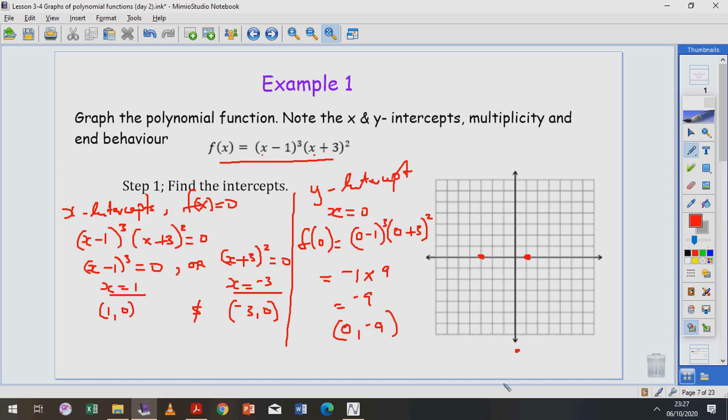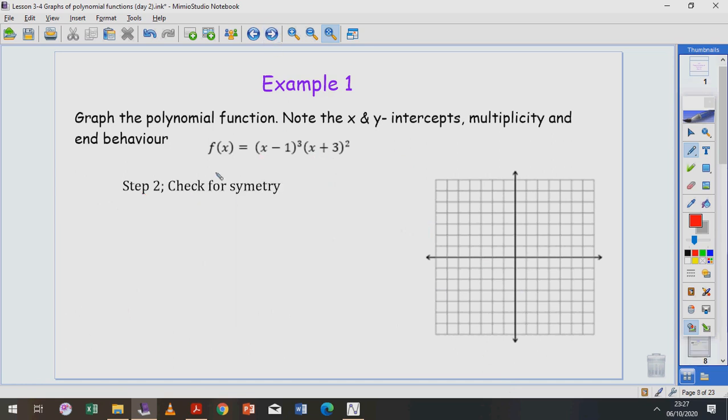I know those are my intercepts. So I've done step 1. Let's go to step 2, check for symmetry.